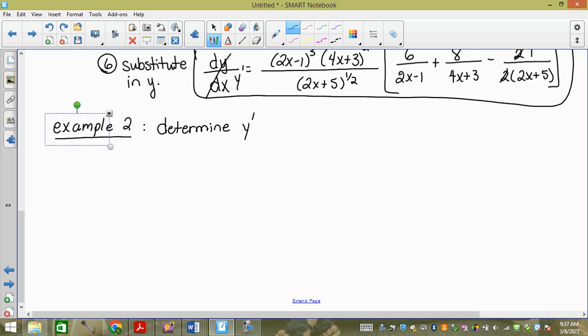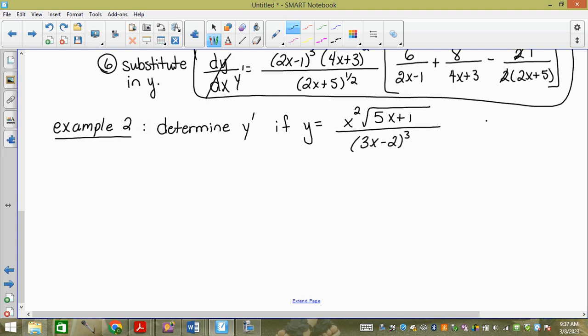Okay, so here we're going to determine y prime if y equals x squared times the square root of 5x plus 1. What are we going to have to rewrite that as? It's 5x plus 1 to the power of 1/2. And then in the bottom, 3x minus 2 cubed. Try that one out.